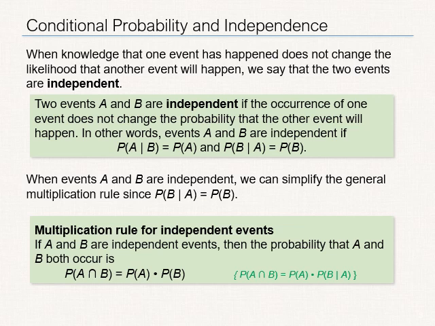So we simply multiply the probabilities of the independent events. If events A and B are independent, then the probability that they both occurred, the probability of A and B, or the intersection of A and B, is simply the probability of A times the probability of B.